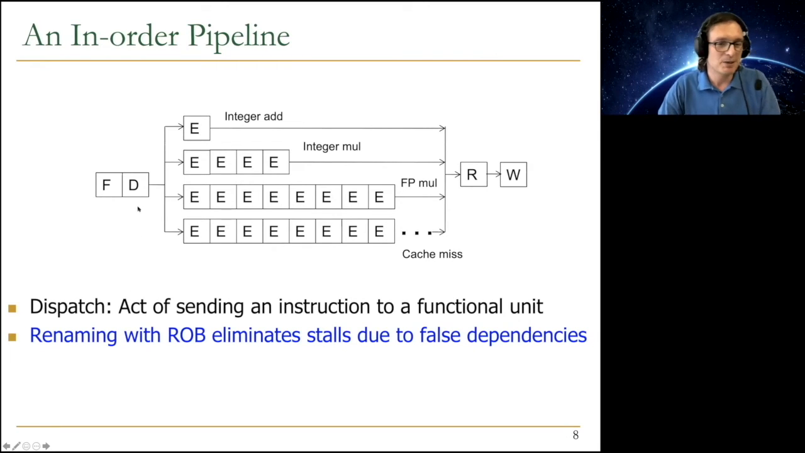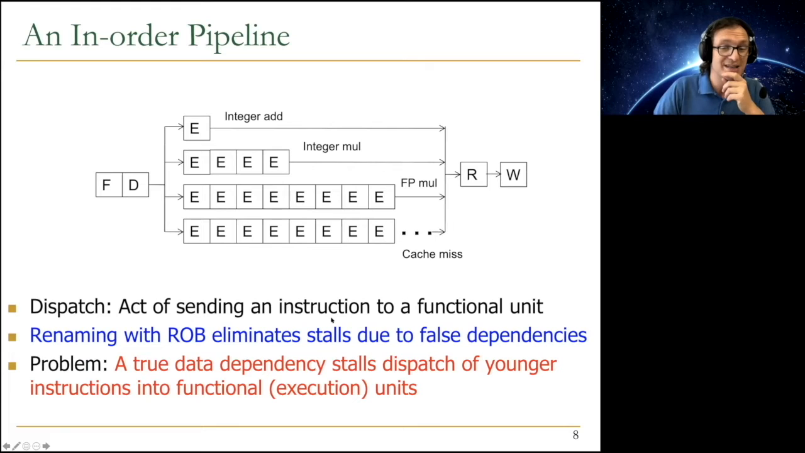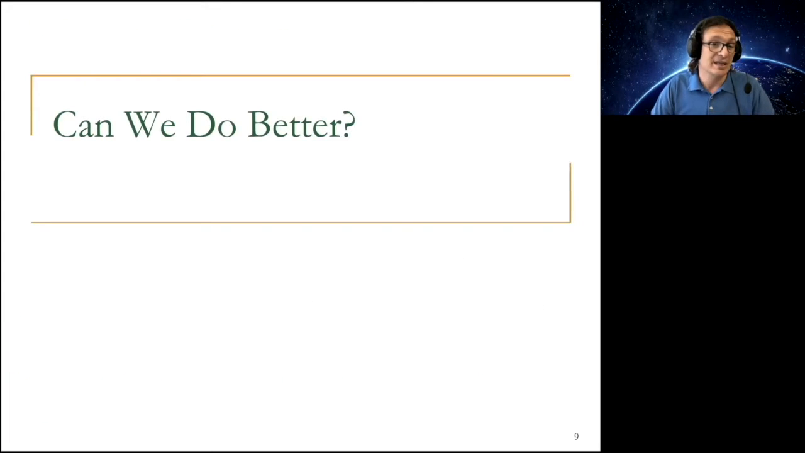But basically, the problem is with dispatch. Essentially, when we're dispatching, we're sending an instruction to a functional unit after it's decoded. And renaming with the reorder buffer eliminates stalls due to false dependencies. But if you have a true data dependency, the dispatch of the younger instructions into functional units stalls, actually the younger instruction in the pipeline. If the instruction in the decode stage is dependent on an earlier instruction that has not produced its result yet, this instruction has to stall. And that's the problem with the pipeline that we have seen, even if you add a reorder buffer into it.